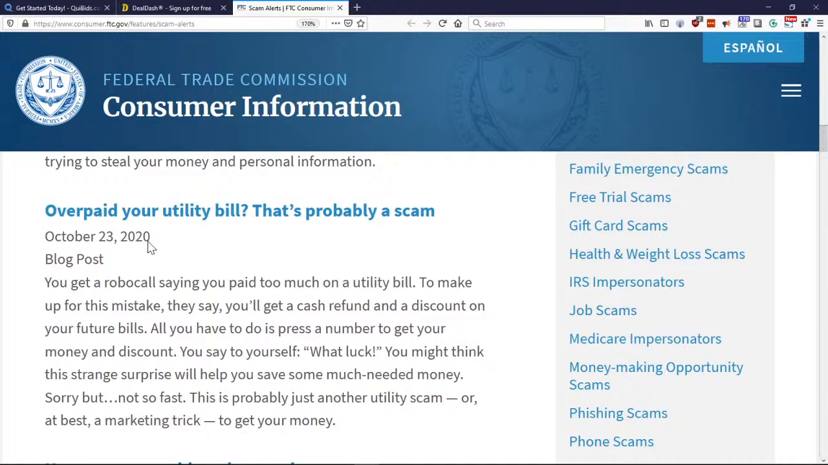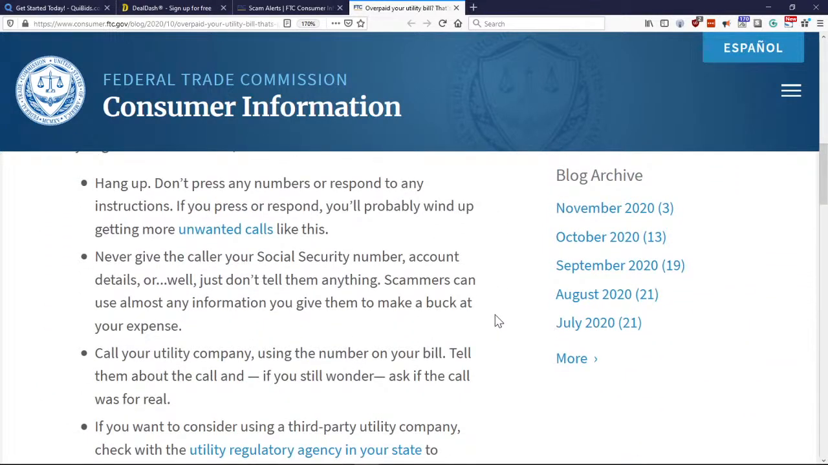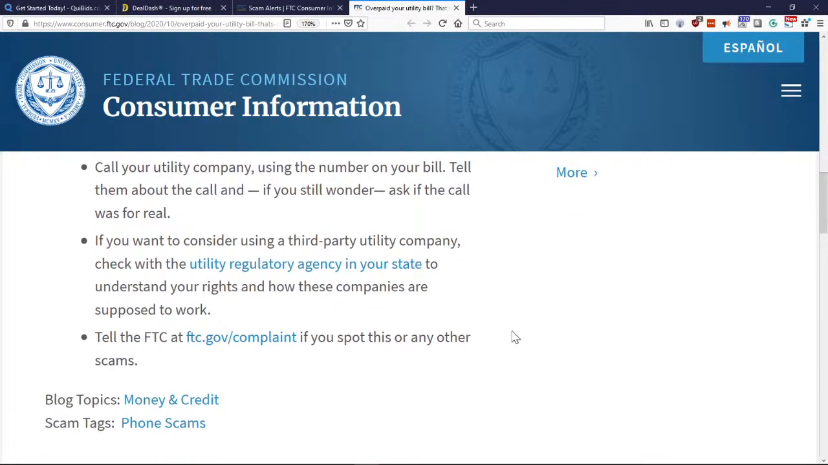So this is very recent, and of course you can click here to learn more detailed information about the scam. Don't press any numbers, hang up. Never give out your social security number or anything like that. Call your utility company by going to their website or whatever, not the number the person told you to call.